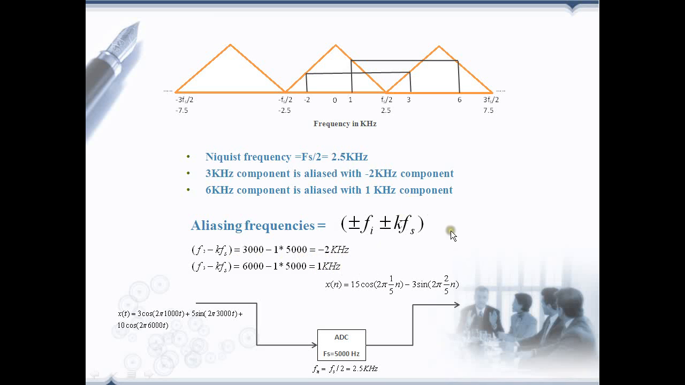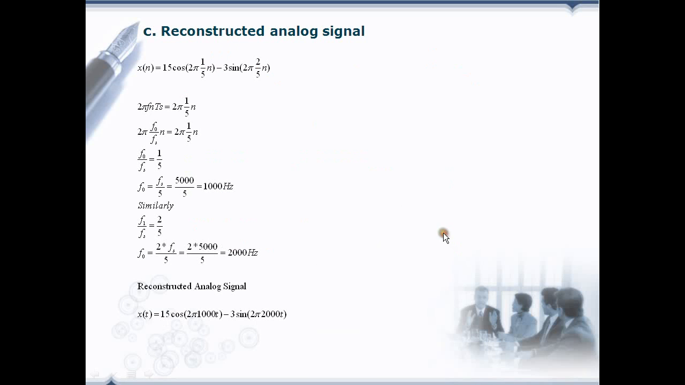Okay. Next, we will see how to reconstruct the analog signal from this discrete signal. Here we can equate the 2 pi 1 by 5 n to the standard discrete form of 2 pi f n Ts. We get the value of f0 as 1 kHz after solving the equation. Similarly, we get 2 kHz by comparing the second term with the standard form. Finally, we get the analog signal by substituting these 1 kHz and 2 kHz in the standard analog form of 2 pi f t.